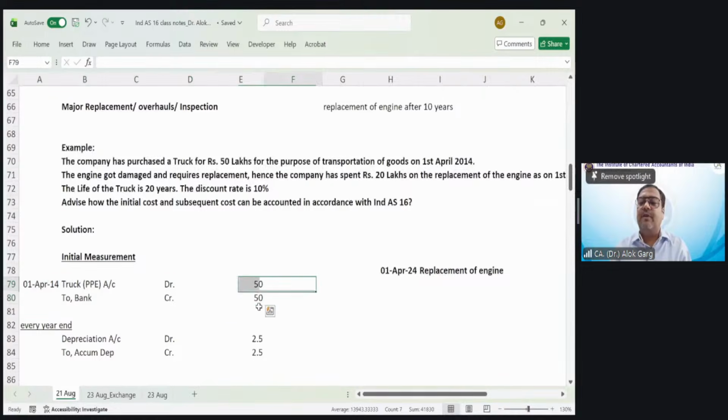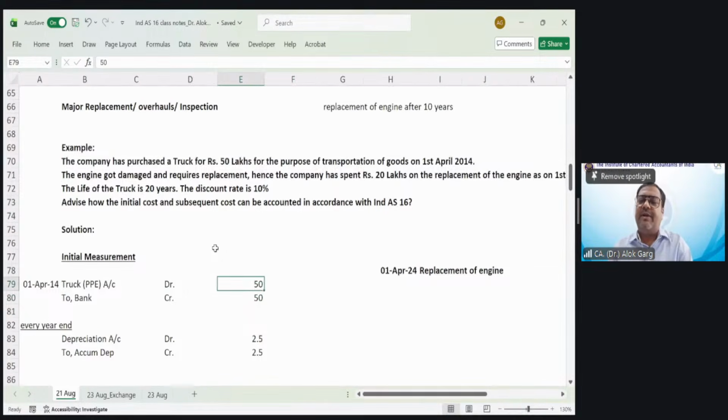On 1st April 2024, there is a replacement of the engine. The engine got damaged and requires replacement. Hence, the company spent 20 lakh on the replacement of the engine on 1st April 2024, after 10 years. The life of the truck is 20 years, discount rate is 10%. So, initially the truck was capitalized at 50 lakh rupees, 20 years is the life.